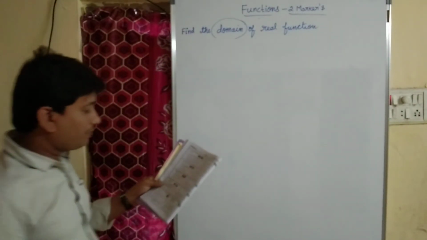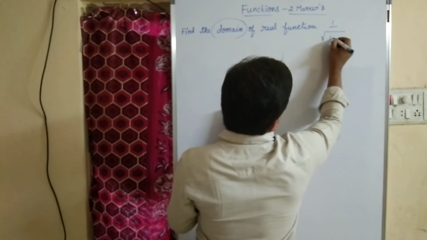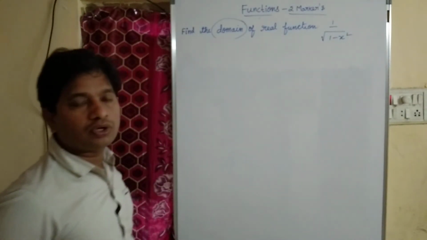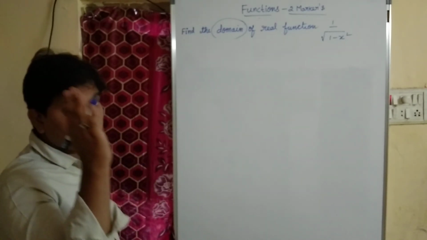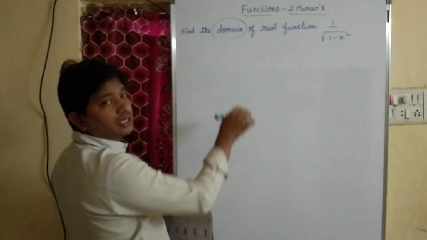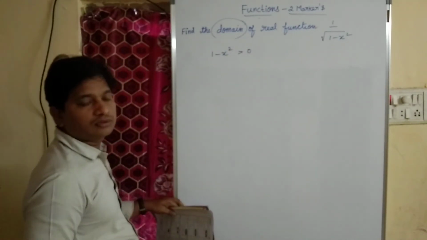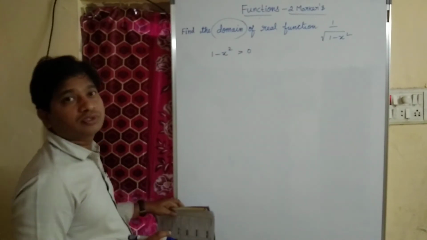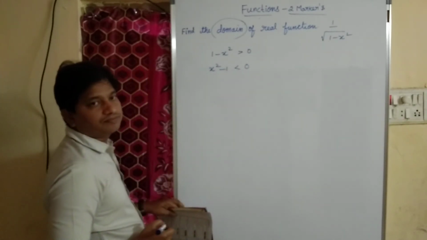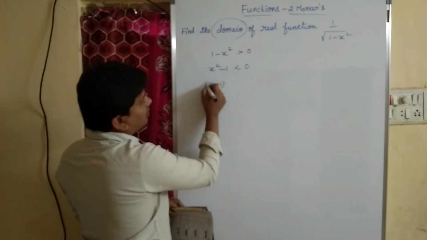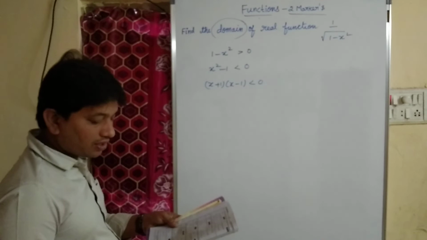Now let me find the domain of the function 1 by root over 1 minus x square. Children, remember, when the expression is in the denominator and it has a square root, then 1 minus x square must be strictly greater than 0. It should not be equal to 0. So I can write this as x square minus 1 less than 0, which is (x plus 1)(x minus 1) less than 0.